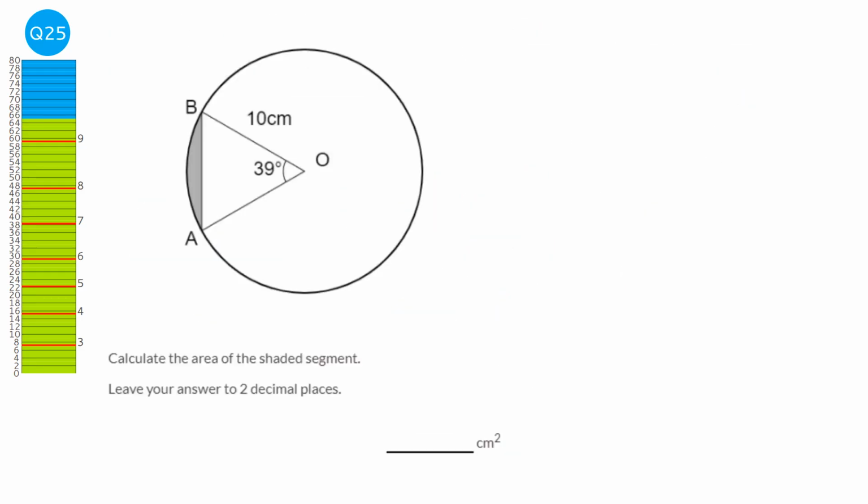There are two shapes we're interested in this question. There's this sector here, which we can work out the area of. And there's this triangle here, which we can work out the area of. What we do is we work out the area of the sector and then we subtract the area of the triangle. So I'm going to start off by working out the area of the sector.